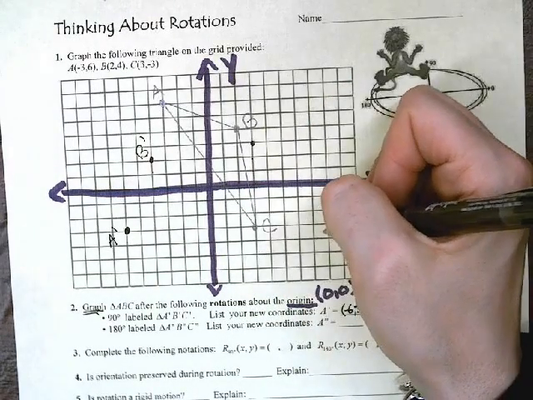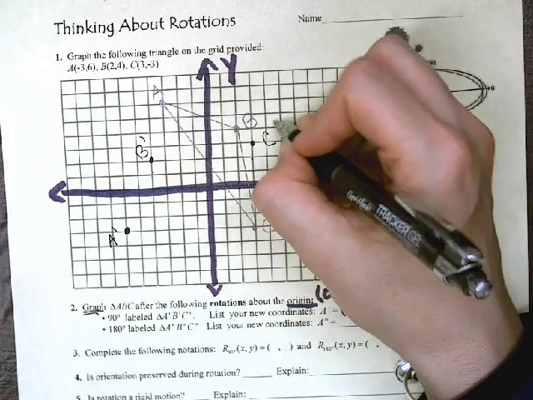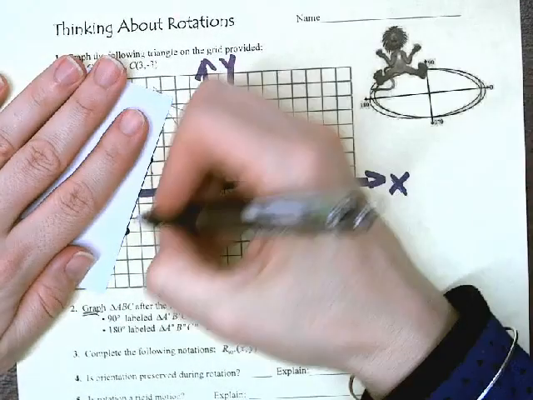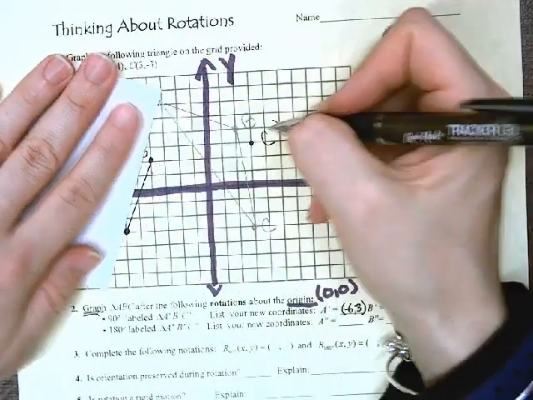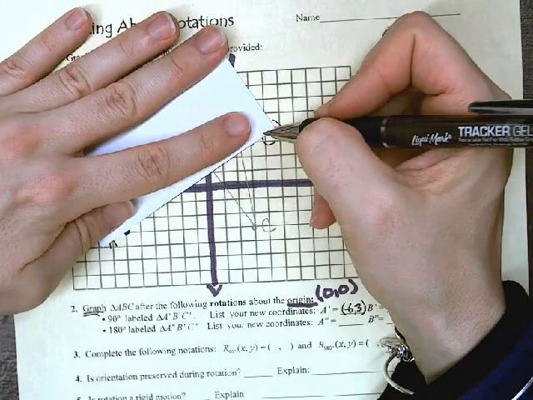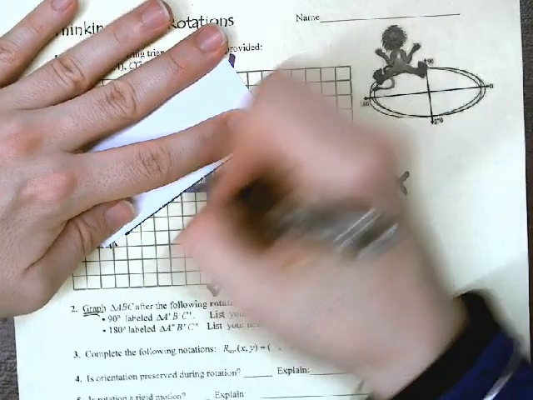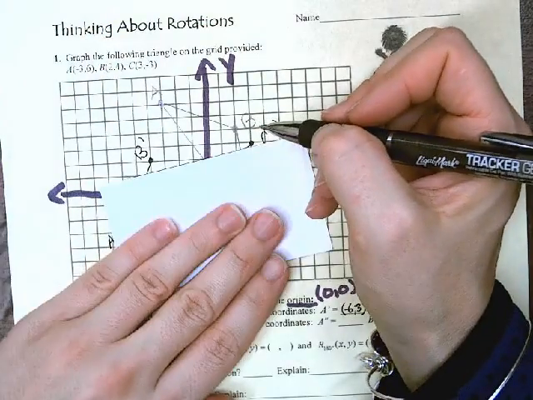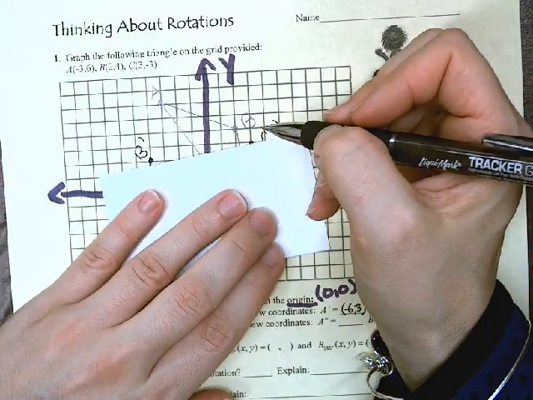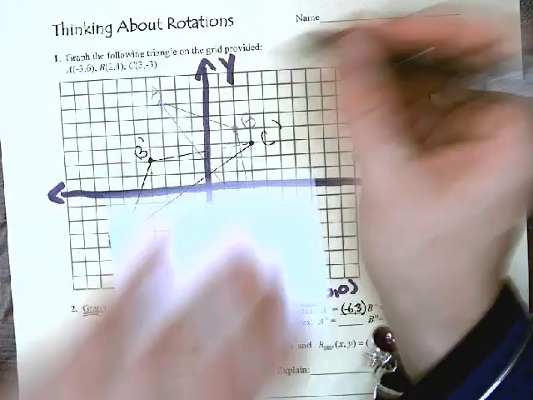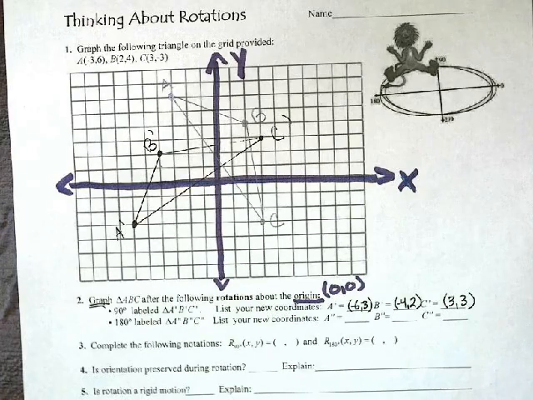So then that becomes my image after a rotation of 90 degrees. And again, I'm going to connect them to make that triangle. So there's my image after a rotation of 90 degrees counterclockwise.